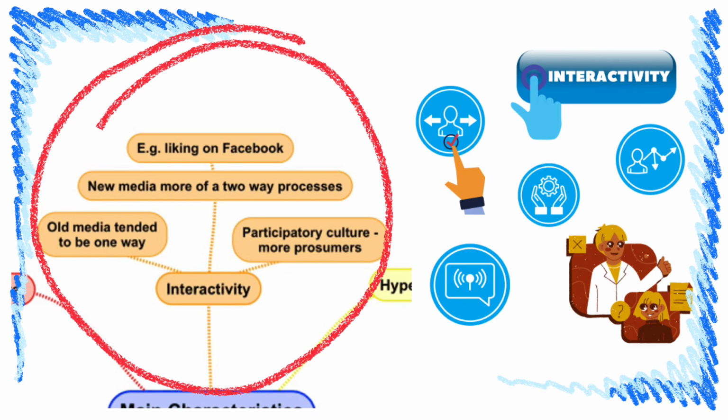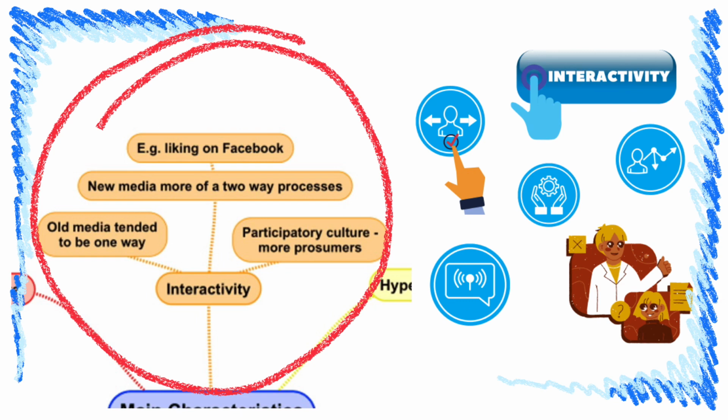Second characteristic is interactivity. Old media tended to be very much a one-way affair, with audiences on the receiving end of broadcasts for the most part able to do little else than just passively watch media content. New media, however, is much more of a two-way affair, and it allows consumers and users to get more involved. It is much more of a two-way form of communication than old media.